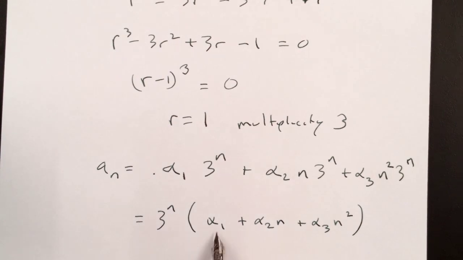I called this alpha 1,0. I called this alpha 1,1. And alpha 1,2. The multiplicity minus 1.